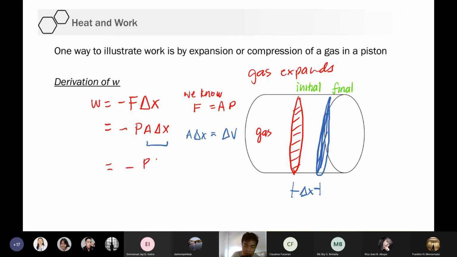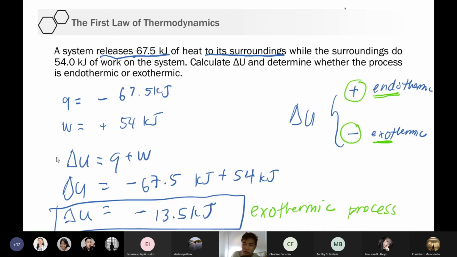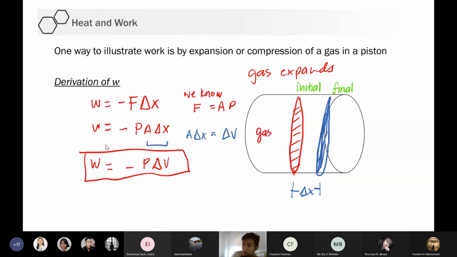W is equal to negative P delta V. Okay? Ito na yung bagong equation natin. Mas madali ito gamitin. So, gagawin mo na lang, measure mo yung pressure ng gas, dugtungan mo yan ng pressure gauge, tapos alamin mo yung volume change. Then you can get the W na. Plug in mo lang yung mga na-solve mo, makukuha mo na yung W. Tapos yung W na yon ipa-plug in mo dito sa delta U. Okay? So, ganun lang gagawin natin. So, this is the derivation of W.